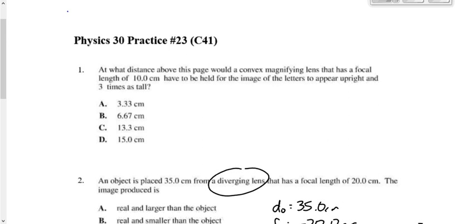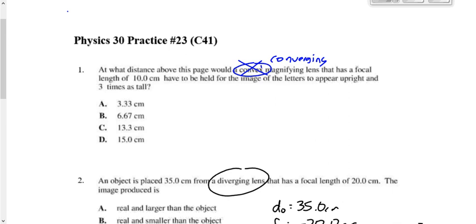This one says, at what distance above this page would a convex magnifying lens... Listen, I don't like that word convex. It's like a swear word. Let's translate it. Convex, concave, don't want those. We want converging, diverging. If this is a convex lens, then it's a what? Converging or diverging? Christian, what is it? Converging, good. So let's translate it. Let's get rid of that word convex. Let's translate it to a converging lens.